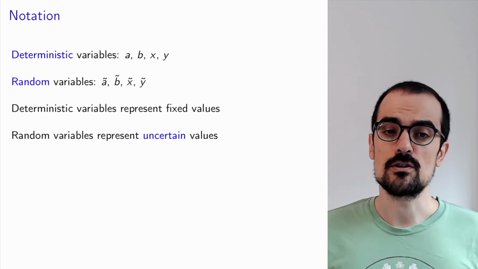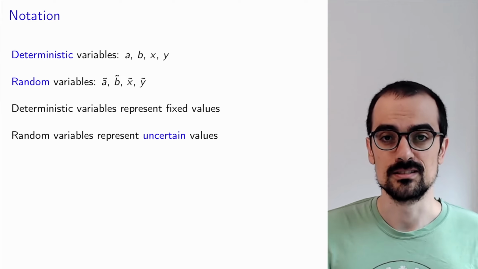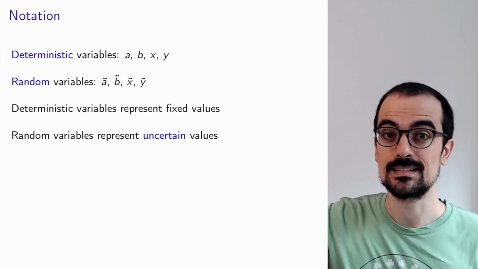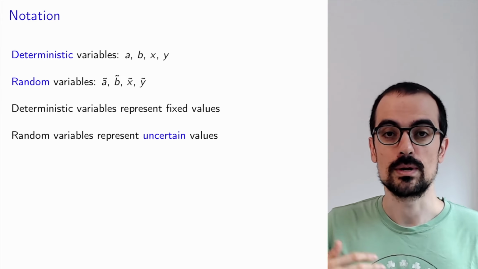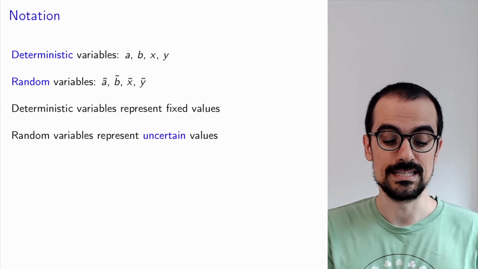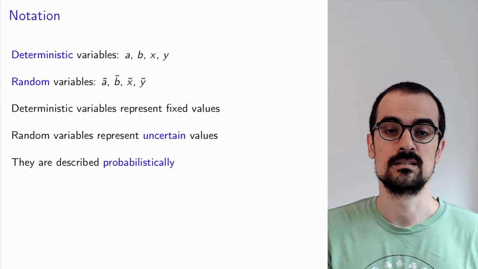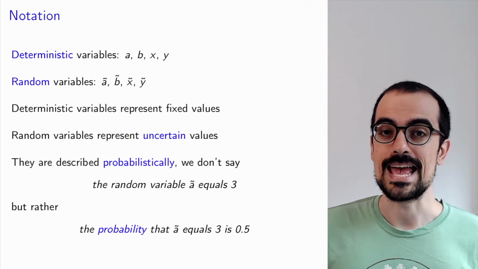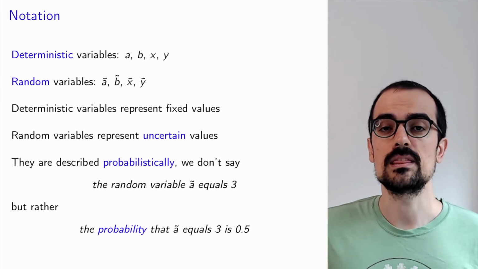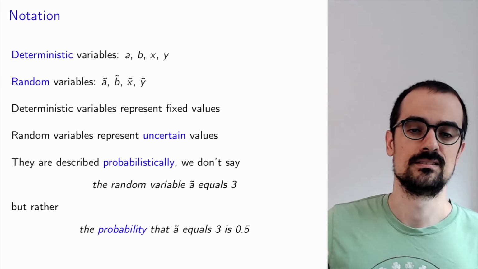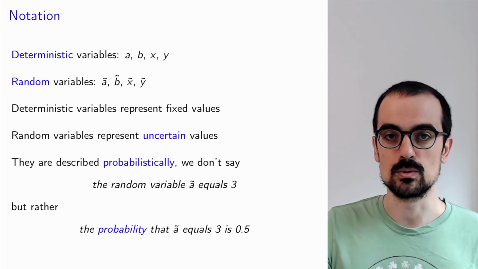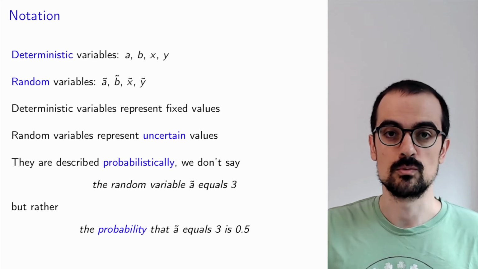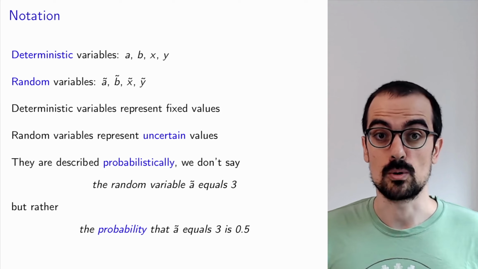In contrast, random variables represent uncertain values. They could have different possible values, so we have to describe them probabilistically. So we never say the random variable a equals 3. We have to say things like the probability that the random variable a equals 3 is 0.5. We have to describe them using probability.